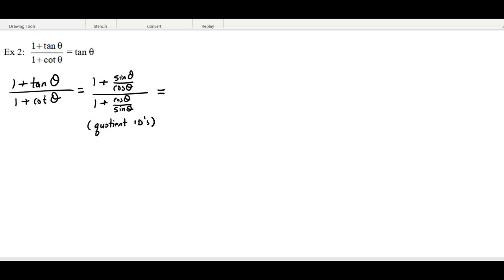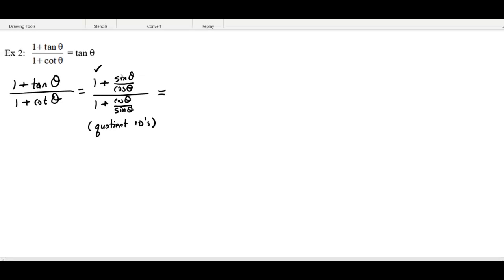Now I'm going to build common denominators. I have a fraction plus a number. If I'm going to combine this term with that term, I need to rewrite 1 as cosine of theta over cosine of theta, same as 1, plus sine of theta over cosine of theta. So I'm not changing the second expression. I'm only rewriting the 1 so that I have cosine of theta in the denominator.